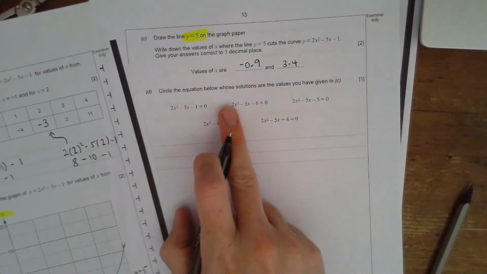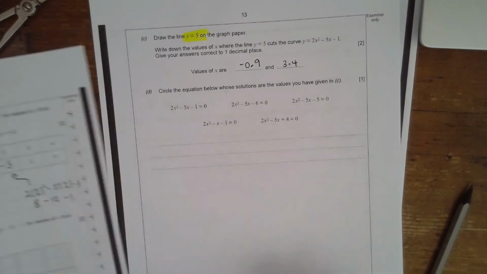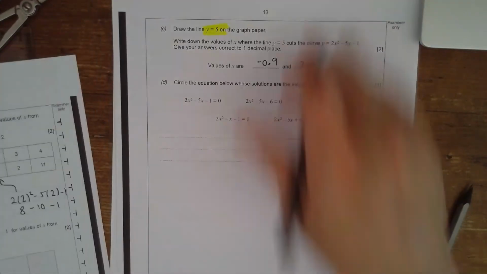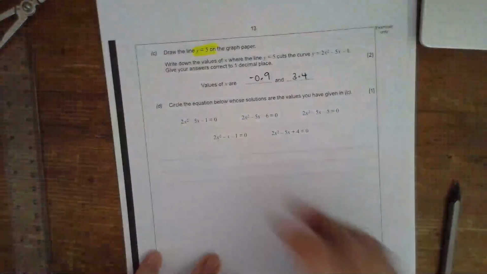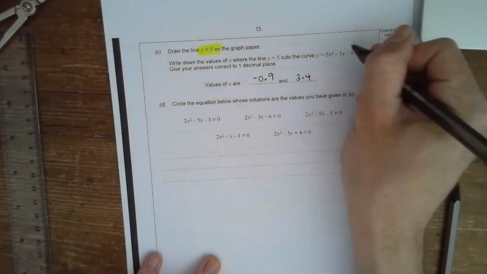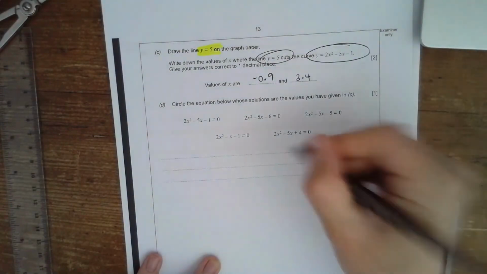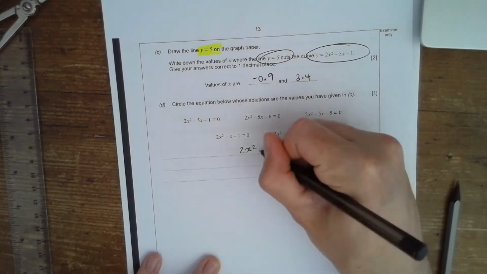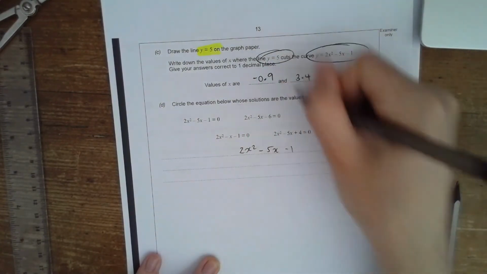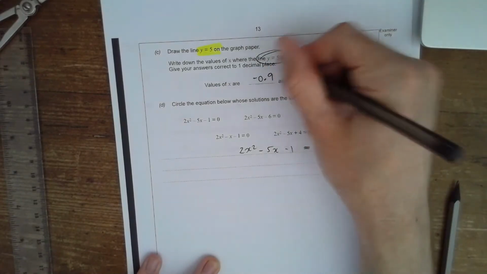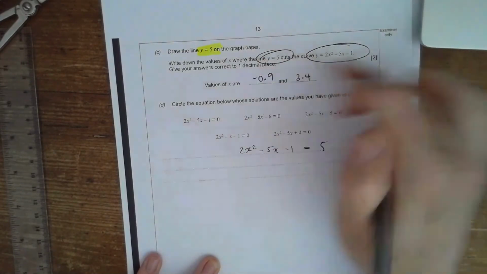It then says circle the equation below whose solutions are the values you just solved. Now this bit's hard, okay? If you struggle with this bit, it is a hard one. Basically, we've just solved this graph and this graph. We've said 2x squared minus 5x minus 1 is equal to that graph there. You just ignore the y's and put them equal to each other.